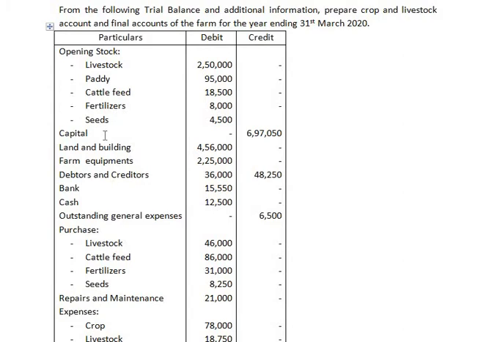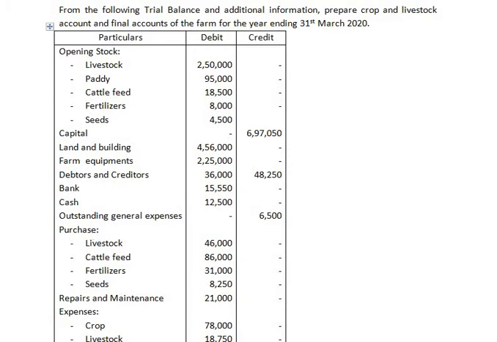Capital, the liability side of the balance sheet. Land and building, it is an asset. Farm equipment, it is an asset. Debtor, it is an asset. Creditor, it is a liability. Bank is an asset. Cash is an asset. Outstanding general expenses, it is a liability.